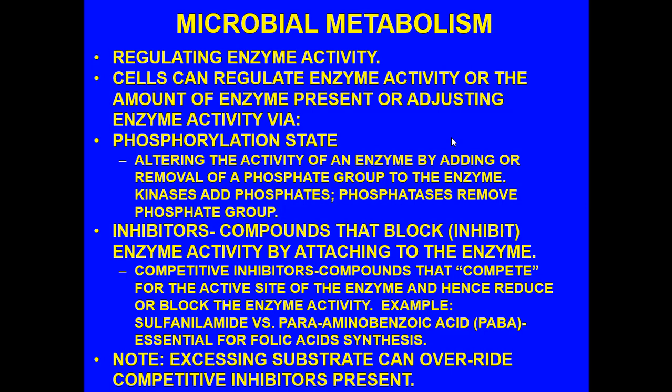It binds to a particular enzyme in the folic acid synthesis pathway. As a result, you get a plummeting amount of PABA made, a plummeting amount of folic acid made, and therefore you can shut down DNA synthesis, perhaps even kill the cell. Now, you want to keep in mind something though. Excessive substrate can override competitive inhibitors that are present. What I mean by that is if you have a whole whopping amount of substrate, basically just by sheer numbers, they can more often get in, bind to the active site versus the inhibitor.